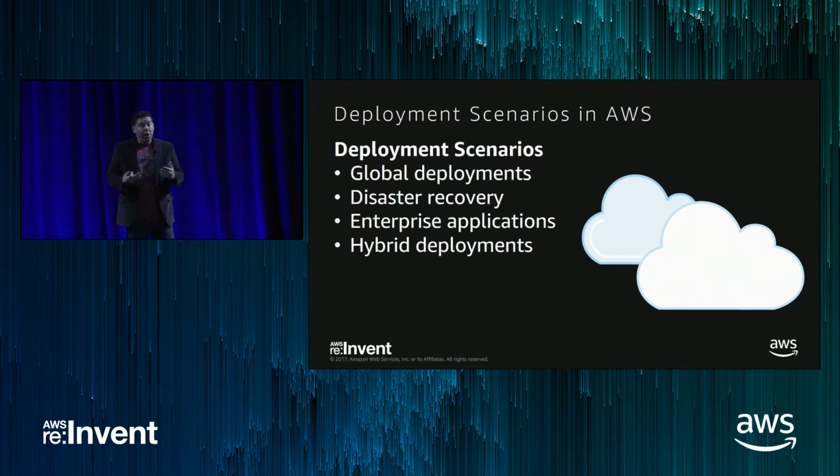Or if you require hybrid connectivity, maybe you do need to connect it to your internal resources. Maybe you want to leverage some existing applications you have in your own data center. Well, you can provide the connectivity to allow for that type of solution within AWS for hybrid deployments.